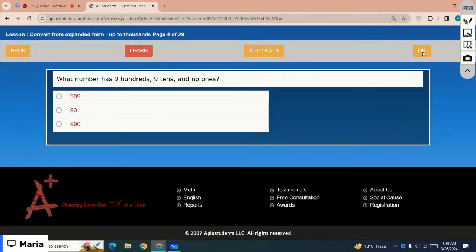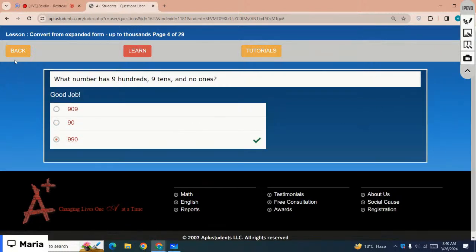What is 9 hundreds, 9 tens, and no ones? Which is the correct option? 9 hundreds, 9 tens, and zero ones mean that is 990. Option number 3 is the correct option, right? Okay, you can complete the lesson by yourself later today.